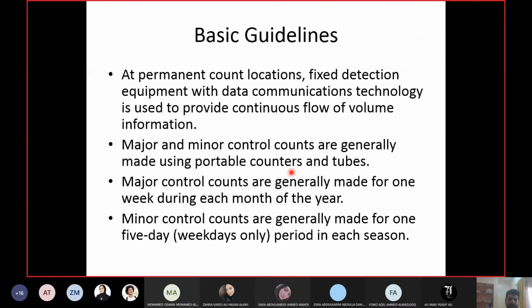Now, what is the data? So you do it for major and minor control count locations. A major control count location is a location on which the data is taken for 1 week in each month of the year. So 7 days in each month of the year, you have the data for a major control count. Minor control count data is taken for 5 days in every season of the year.